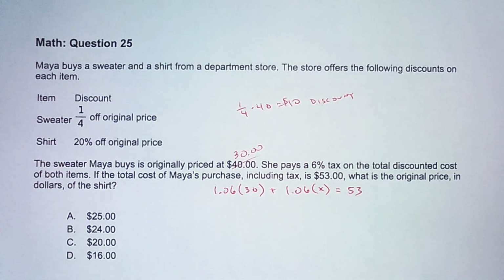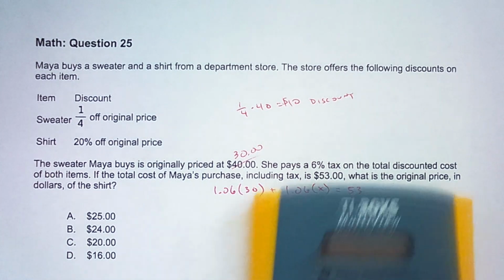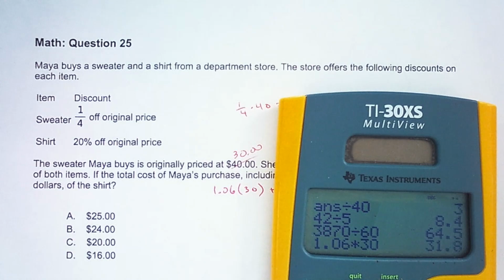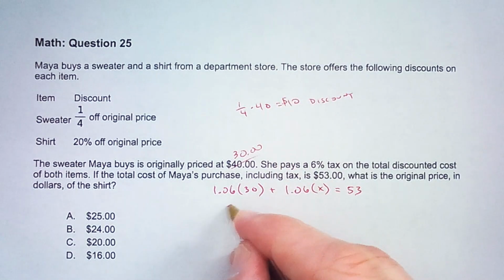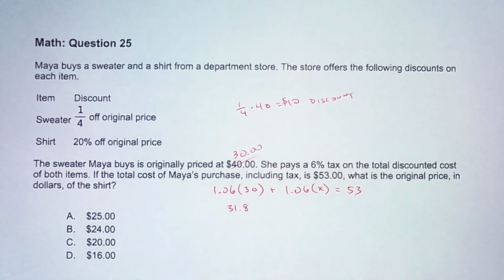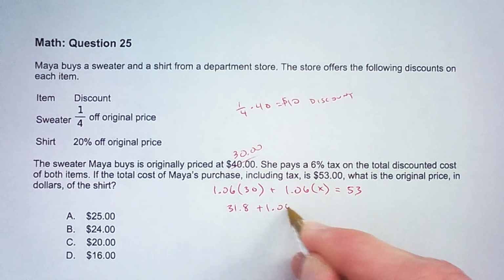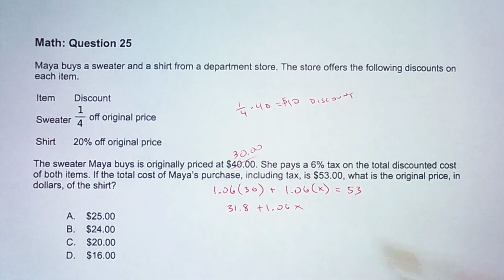Okay, so let's see, what is 1.06 times 30? That's $31.80. So she really paid $31.80 for the sweater, plus 1.06 times the cost of the shirt equals 53. So minus 31.8.